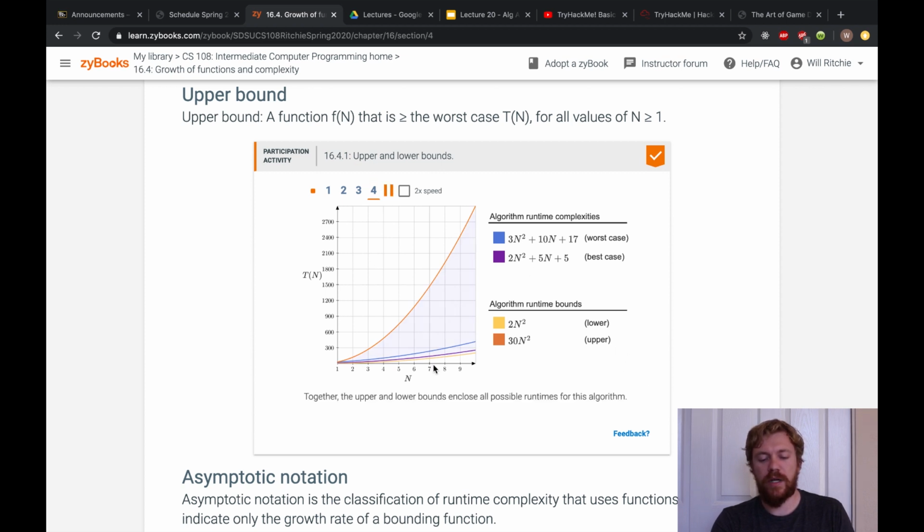So if we run it one more time, together, the upper and lower bounds enclose all possible runtimes for this algorithm. And this is why we look at lower bound and upper bound, right? It suddenly gives us a range in which our algorithm might operate.